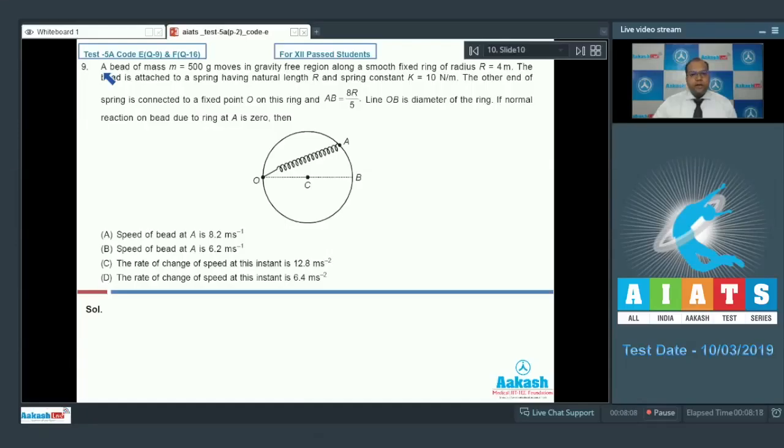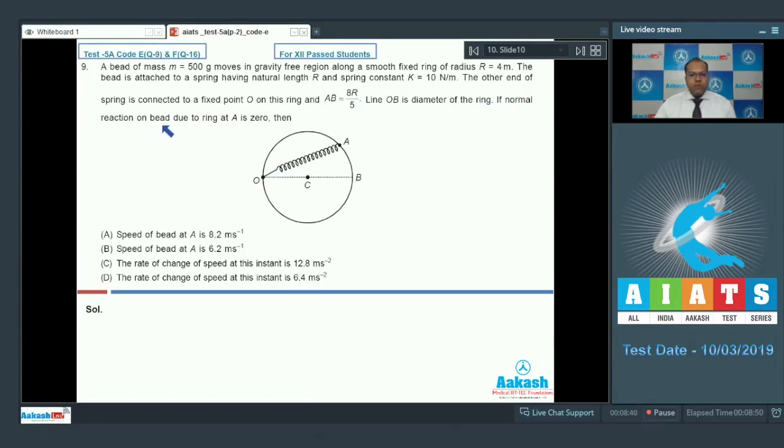In question number 9, a bead of mass m equal to 500 gram moves in a gravity-free region along the smooth fixed ring of radius r equal to 4 meter. The bead is attached to a spring having natural length r and spring constant k equal to 10 Newton per meter. The other end of the spring is connected to a fixed point O on this ring and AB is equal to 8r by 5.